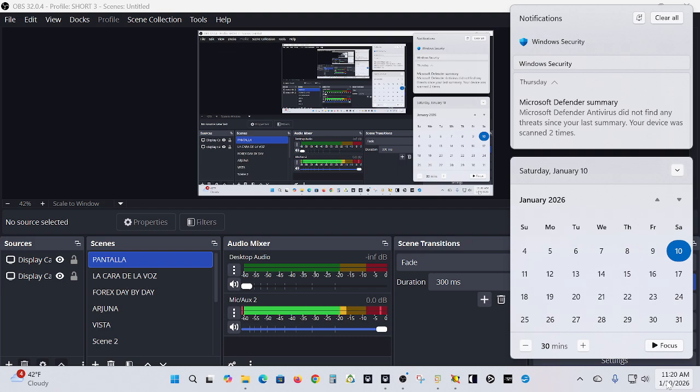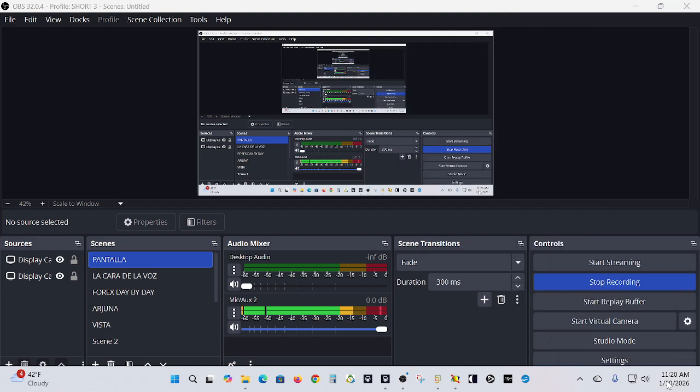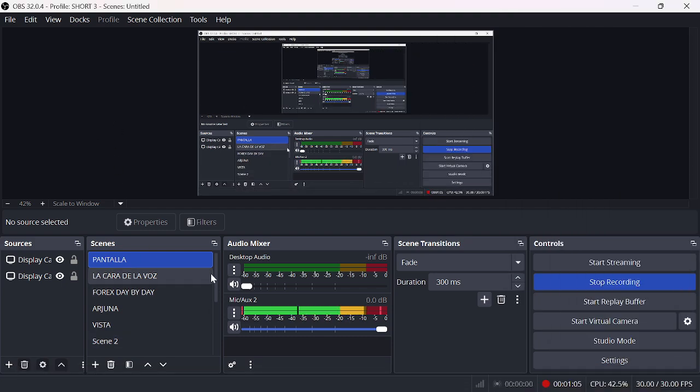So there we go, Saturday, January 10, 2026. We're going to see the NASDAQ. Let's look at the legal requirement here.